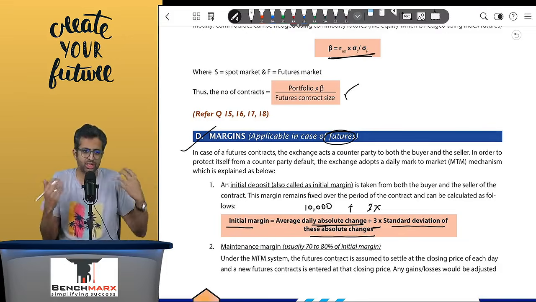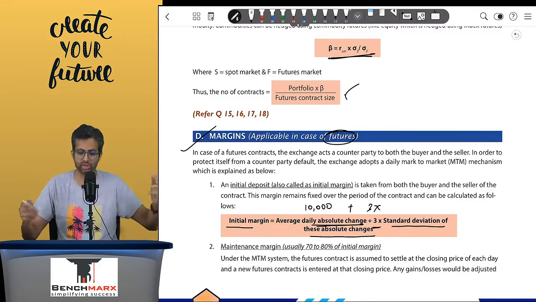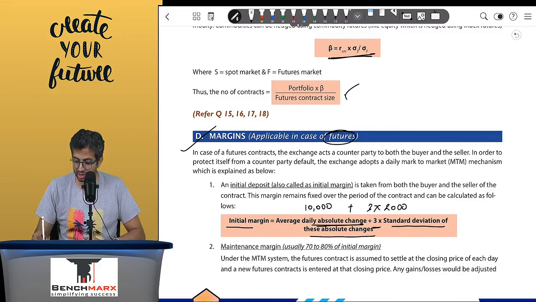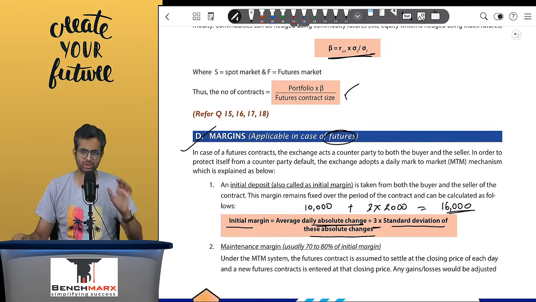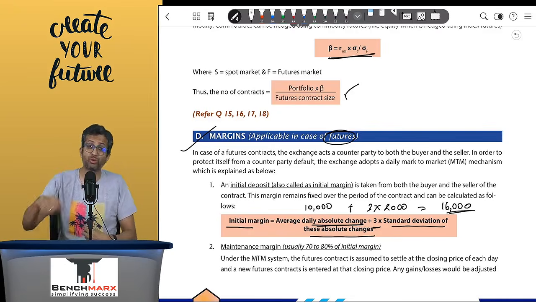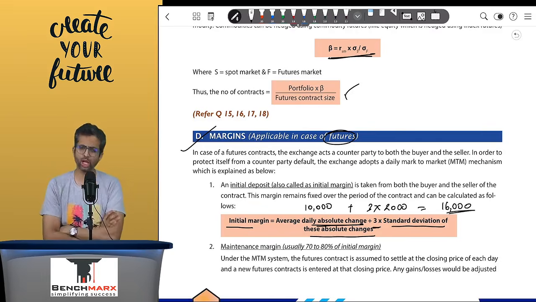Maybe 10,000 is the average, and it can go plus or minus, with a deviation of 2,000, so 3 times that. So this is 3 into 2,000, and hence 16,000 can be taken as the initial margin. So I will have to deposit the 16,000 for a futures contract.